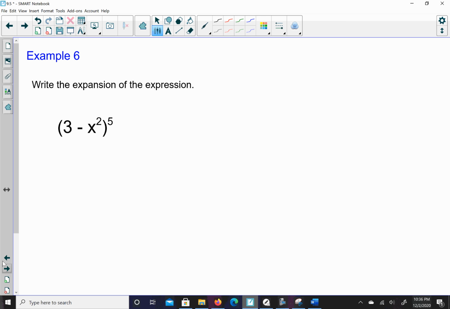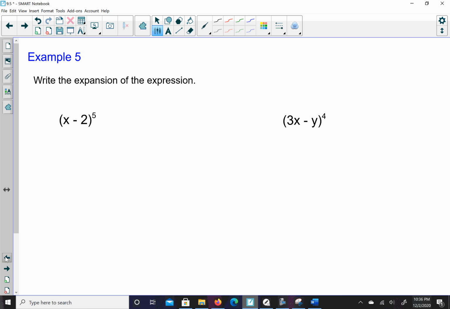So if I want to do x minus 2 raised to the 5th power, I'm going to do the combinations, or I'm going to do Pascal's triangle, and I'm going to choose to do Pascal's triangle. So I would have a 1, 5, 10, 10, 5, and 1. You know what? I'm just going to go ahead and put plus signs here.